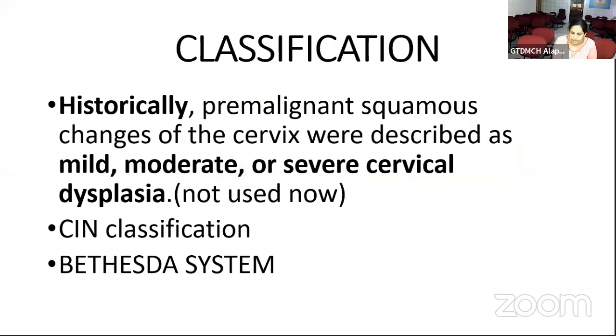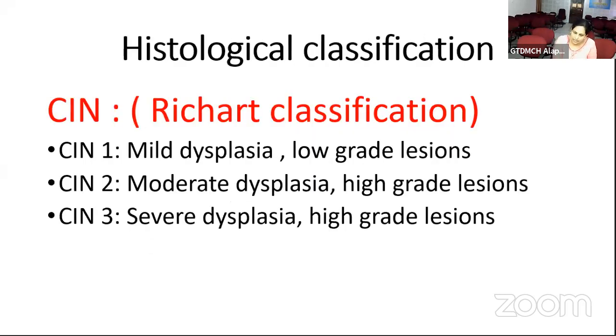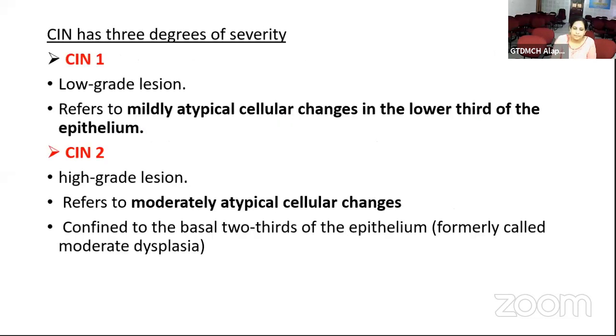Now we will see the classification. Historically, premalignant squamous changes of the cervix were described as mild, moderate, or severe cervical dysplasia. It is not used now. Now we use the CIN classification and the Bethesda system. CIN is actually a histological classification of the cells of the tissue available by biopsy or surgery. CIN1 means mild dysplasia or low-grade lesions. CIN2 means moderate dysplasia, high-grade lesions. CIN3 means severe dysplasia and high-grade lesions. So CIN has 3 degrees of severity.